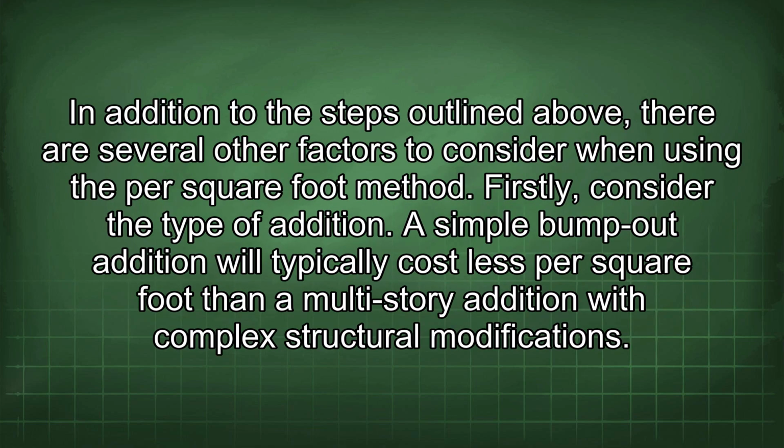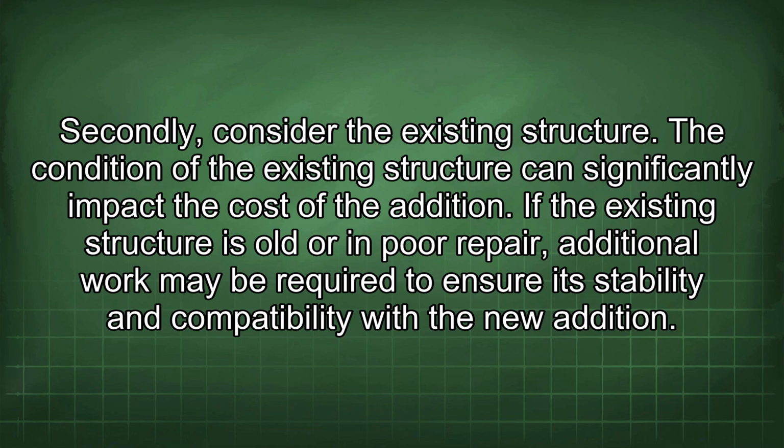In addition to the steps outlined above, there are several other factors to consider when using the per square foot method. Firstly, consider the type of addition. A simple bump-out addition will typically cost less per square foot than a multi-story addition with complex structural modifications. Secondly, consider the existing structure. The condition of the existing structure can significantly impact the cost of the addition. If the existing structure is old or in poor repair, additional work may be required to ensure its stability and compatibility with the new addition.